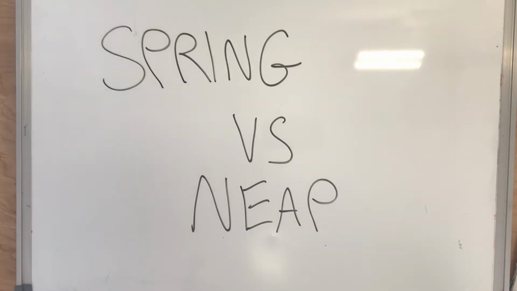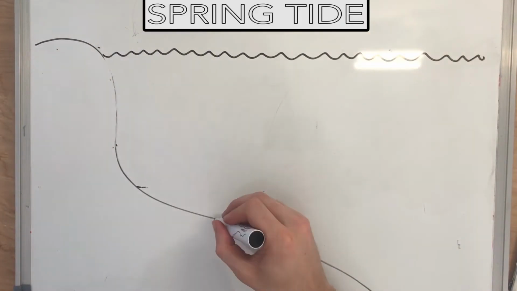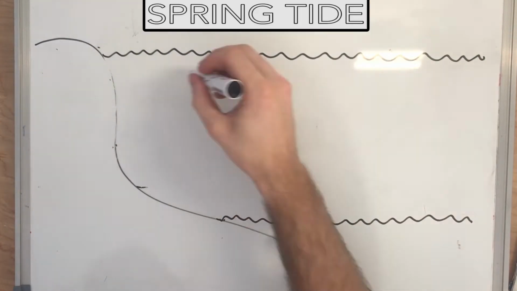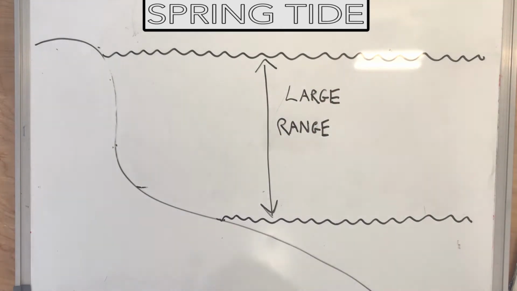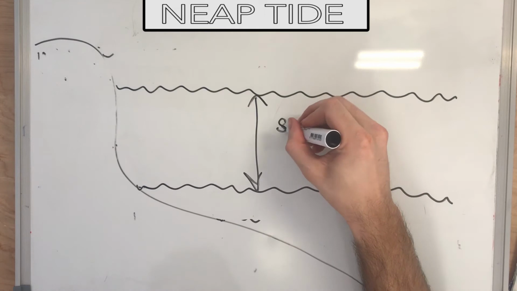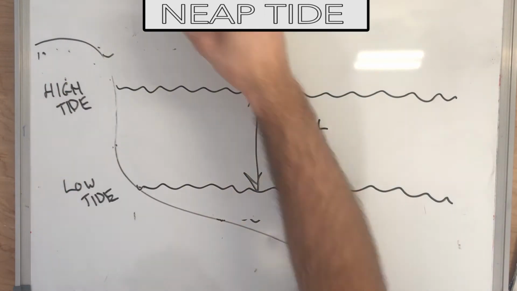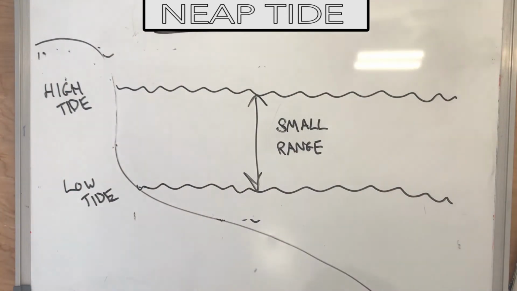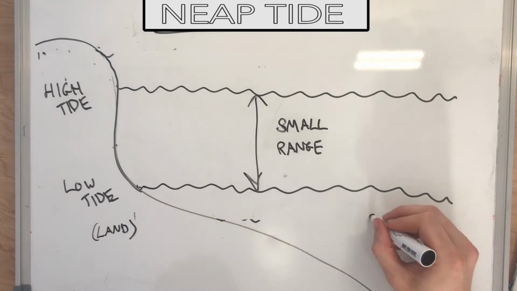Springs versus neaps. A spring tide is where there is the greatest difference between high and low water, so you get a really high tide and a really low tide. A neap tide is where there is the smallest difference between high and low water, so you get a fairly low high tide and a fairly high low tide.